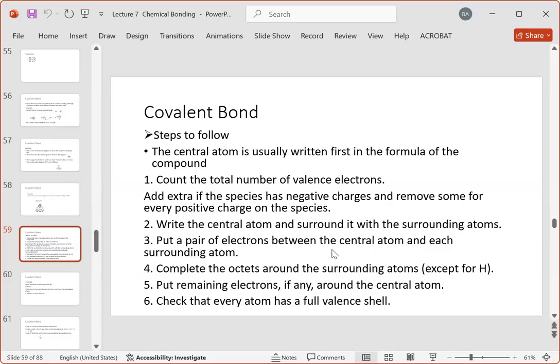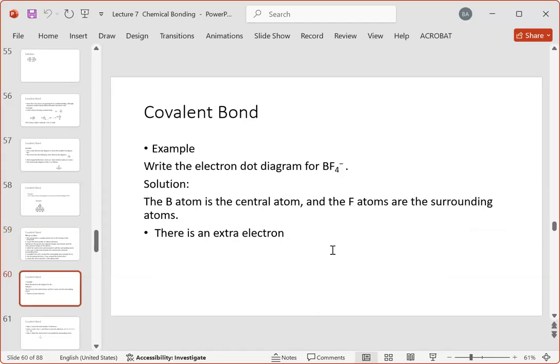Then you write the central atom surrounded with the surrounding atoms. Put a pair of electrons between the central atom and each surrounding atom. Then you complete the octets around the surrounding atoms except for hydrogen. Put remaining electrons, if any, around the central atom. Check that every atom has a full valence shell. So these are the steps that you have to go through to get your work done.